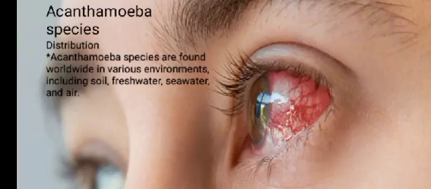Distribution: Acanthamoeba keratitis (AK) is a rare parasitic eye infection from a certain type of amoeba. It affects the cornea, the clear dome-shaped front covering of your eye. When not treated, it can damage your eyes and cause loss of sight. Acanthamoeba species are found worldwide in various environments including soil, fresh water, seawater, and air.